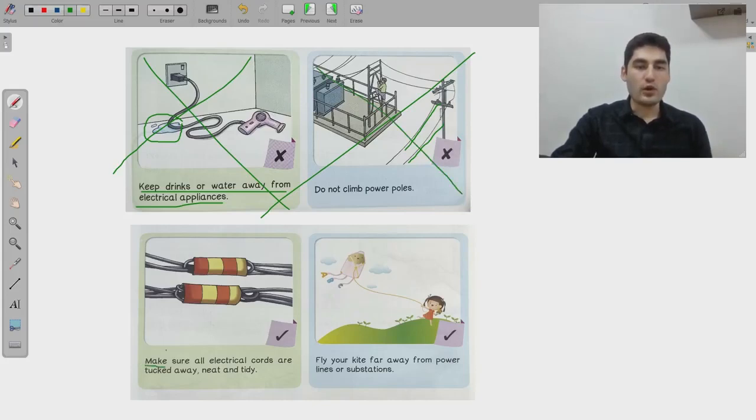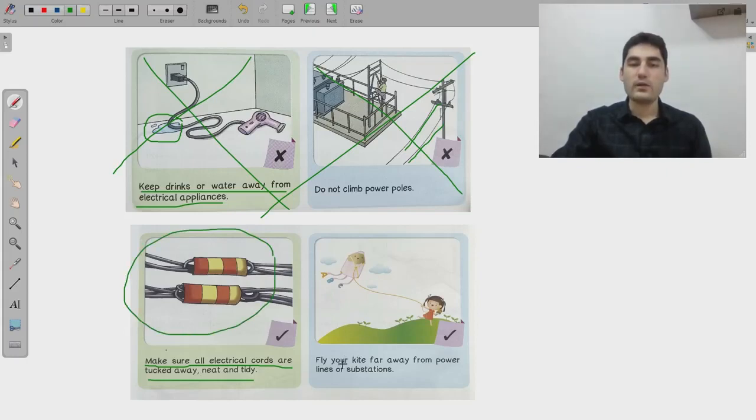Okay. Next one. Make sure all electrical cords are tucked away, neat and tidy, like this. They are not all together, right? They are neat and tidy. So do this one.